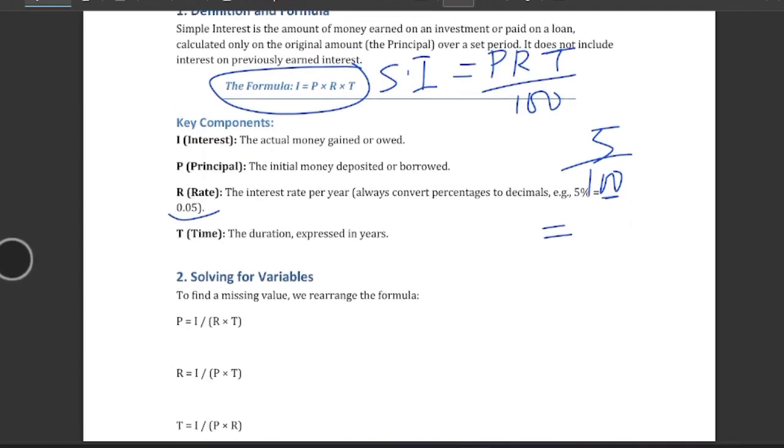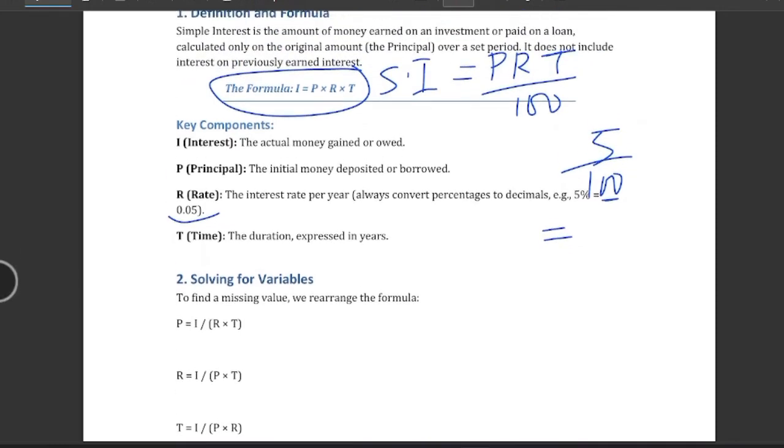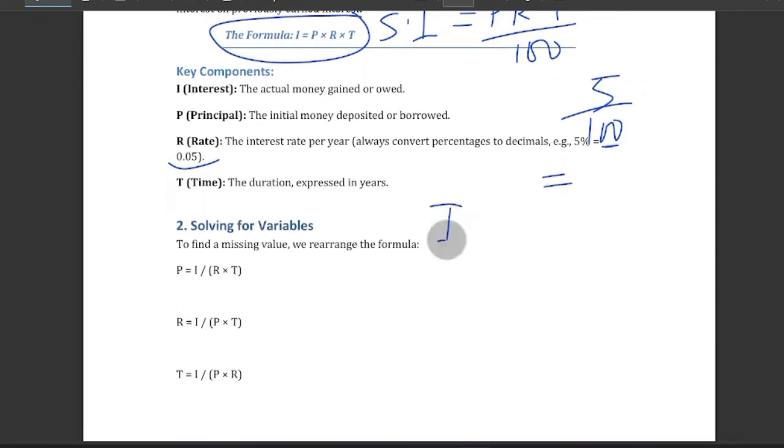Now, solving for variables. The first one here is to find a missing value. How do we find a missing value? Before we do that, let me teach you how to rearrange the formula. I said the formula here is I, the interest, equals P times R times T.